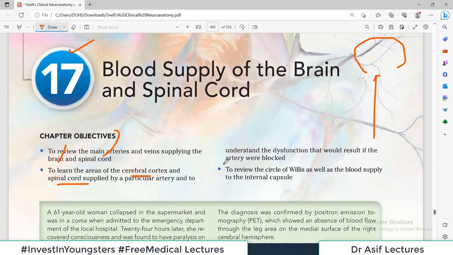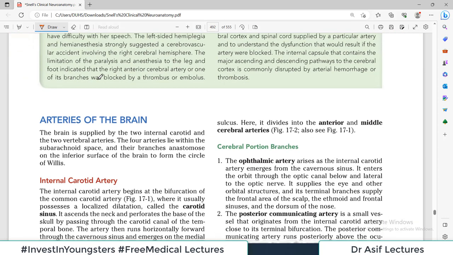Okay, we will also have a word about the circle of Willis, which is actually an anastomotic channel. It's an anastomotic ring which is present right at the base of the brain. So wo hum discuss karenge, we will discuss what the circle of Willis is. Okay, so let's start the blood supply of the brain and spinal cord.